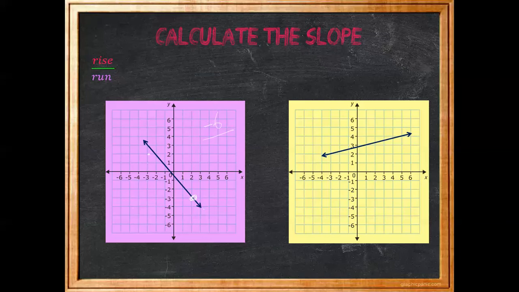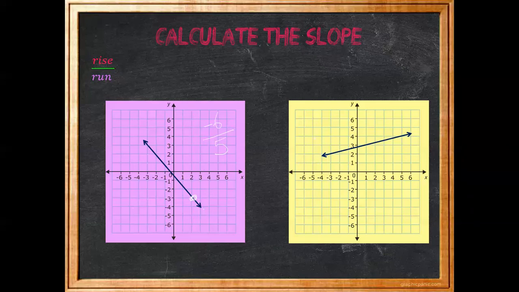And then from here, we're going to the right now. So right is positive. So we're going to go 1, 2, 3, 4, 5. +5. So -6/5 is going to be our slope for this one.